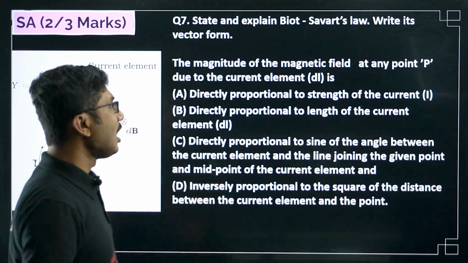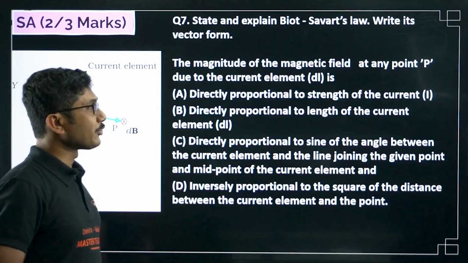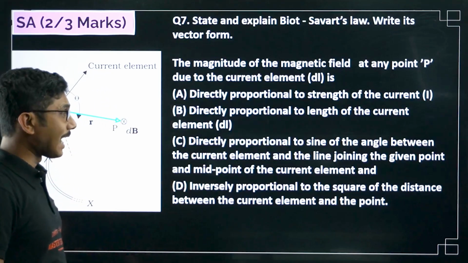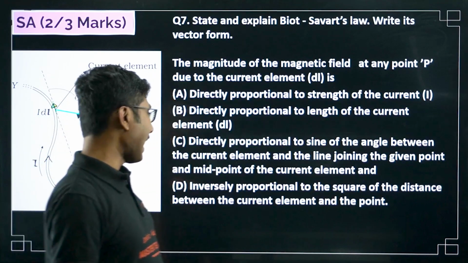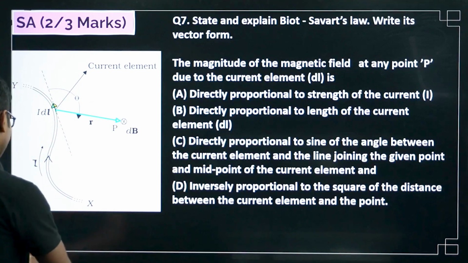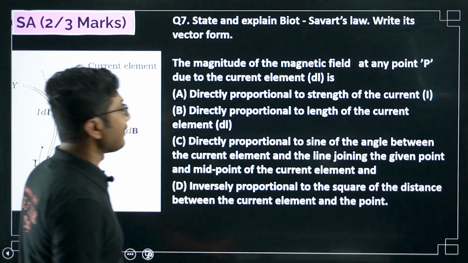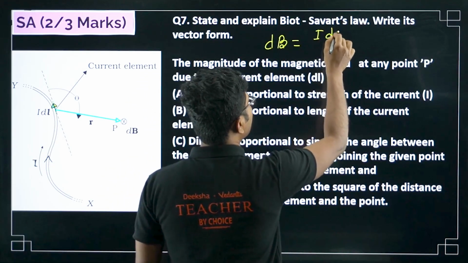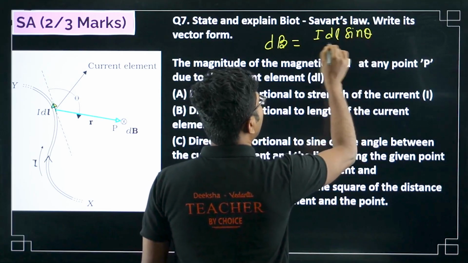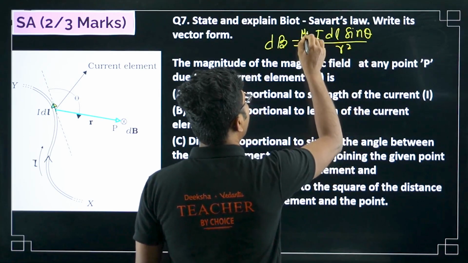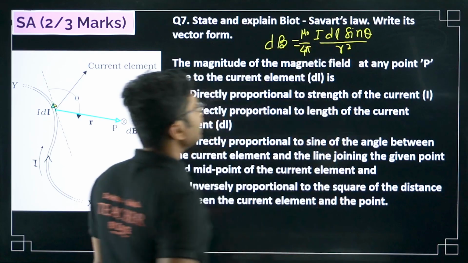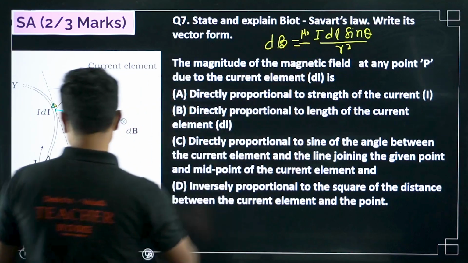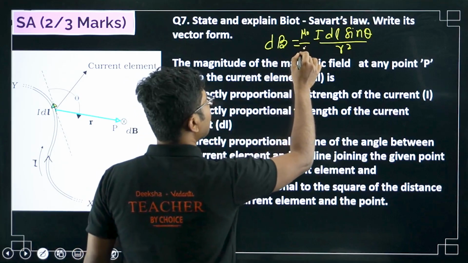It is directly proportional to the strength of the current, directly proportional to the length of the current element, directly proportional to the sine of the angle between the current element and the line joining the point and the midpoint of the current element, and inversely proportional to the square of the distance between them. If they ask for the mathematical expression, then you have to remember dB equals I dl sin theta by r square. Obviously mu naught by 4 pi should be here. So this is the mathematical expression for Biot-Savart's law. Super important, must be remembered.